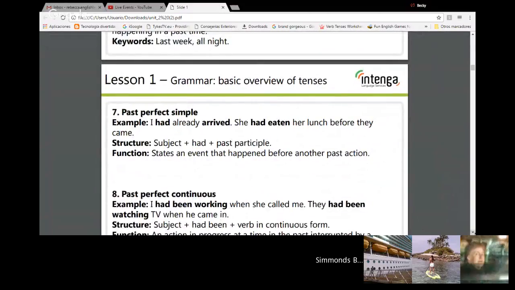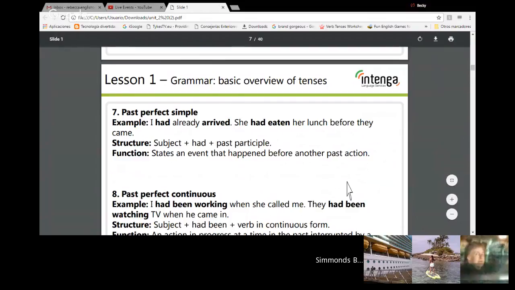Okay. Past perfect simple. Example: I had already arrived. She had eaten her lunch before they came. Structure: subject plus had plus past participle. Function: states an event that happened before another past action.